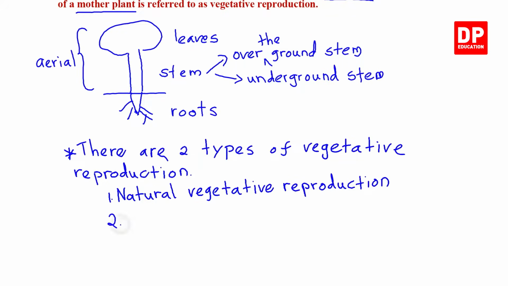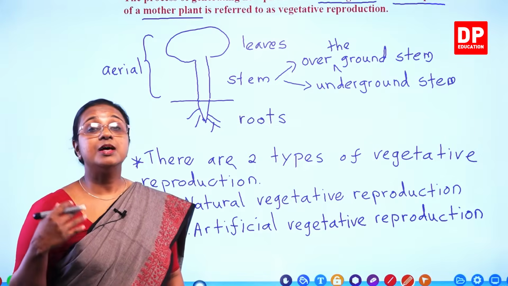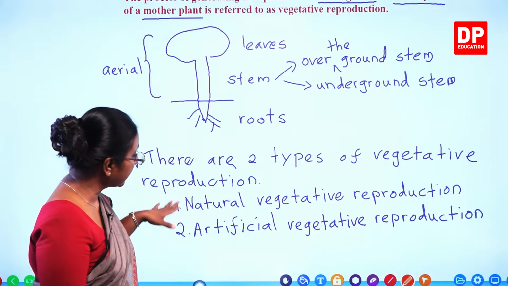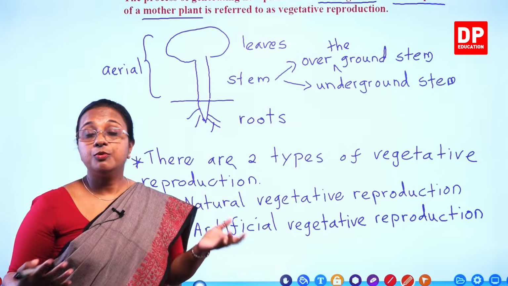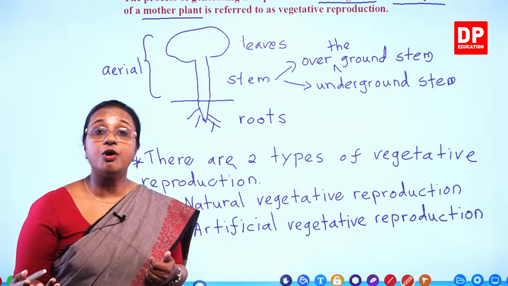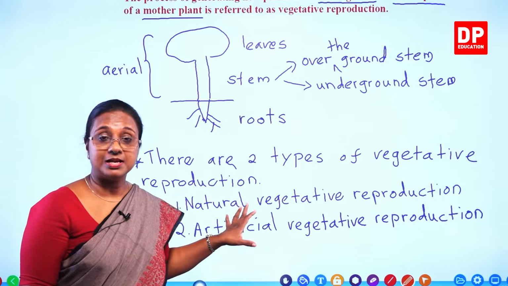The second one is artificial vegetative reproduction. This reproduction can also be known as propagation. So, we can call it natural vegetative propagation, artificial vegetative propagation. Both refer to the same thing, reproduction or propagation when it comes to asexual reproduction in plants.